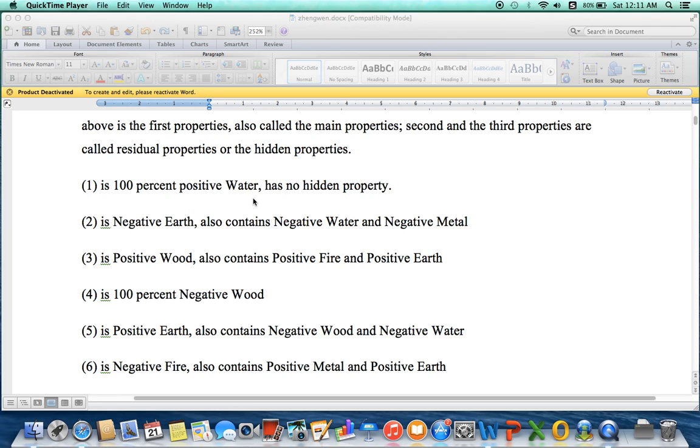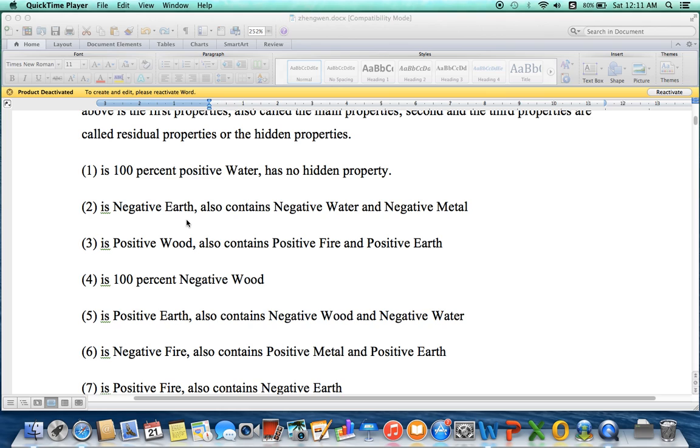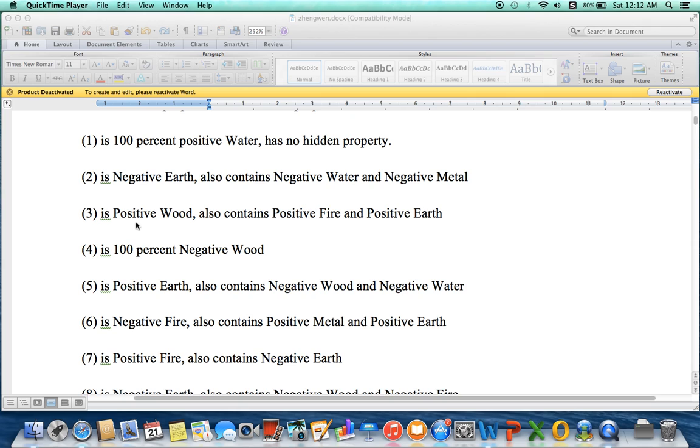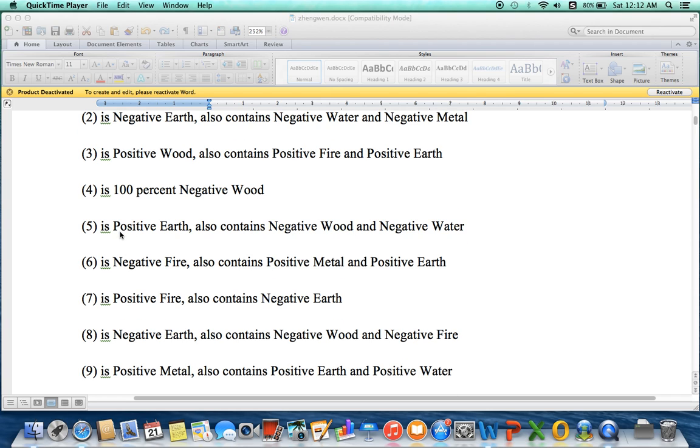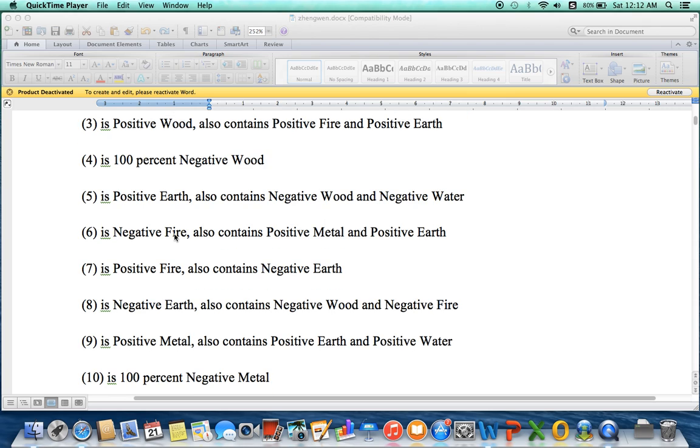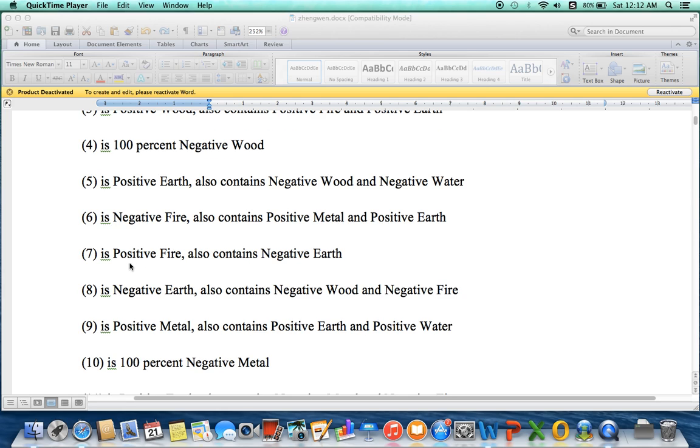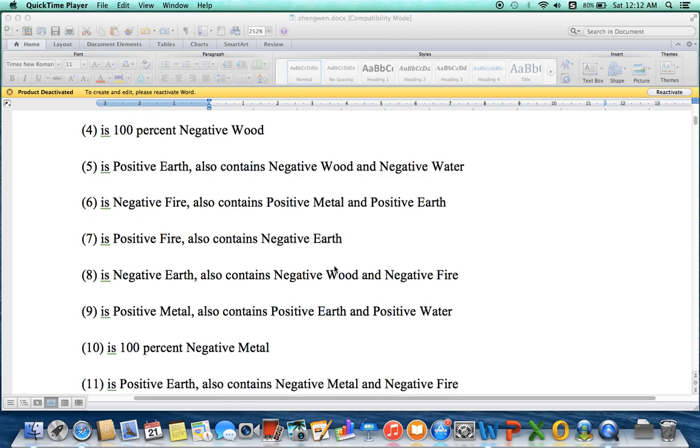1 is 100% positive water and has no hidden property. 2 is negative earth and it also contains negative water and negative metal. 3 is positive wood and it also contains positive fire and positive earth. 4 is 100% negative wood. That means it has no residue or hidden property. 5 is positive earth and also contains negative wood and negative water. 6 is negative fire, also contains positive metal and positive earth. 7 is positive fire, also contains negative earth.